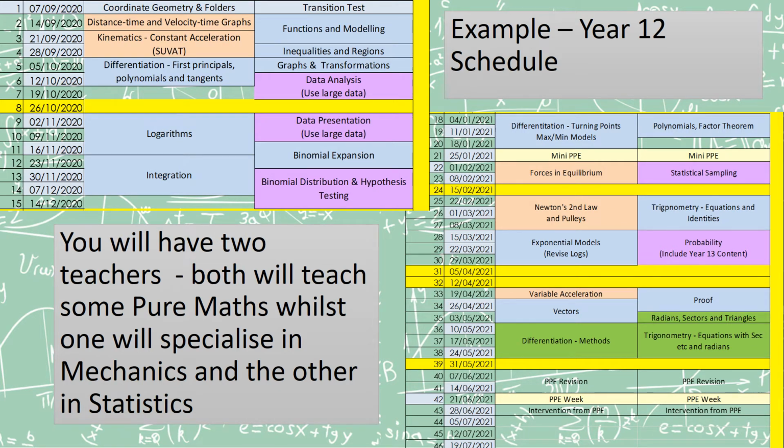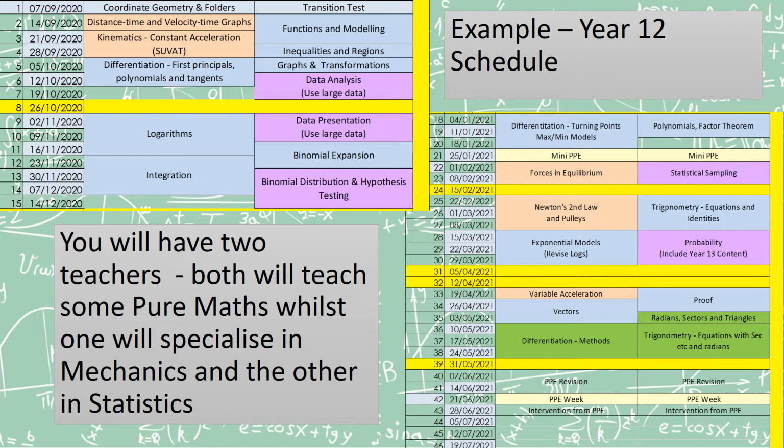So in Year 12 and then also in Year 13, you will have 2 maths teachers. Every fortnight you would have 9 maths lessons, split 4 and 5 between the 2 teachers. Both teachers will teach you pure maths, and then one will teach you the mechanics and one will teach you the statistics alongside the pure maths.